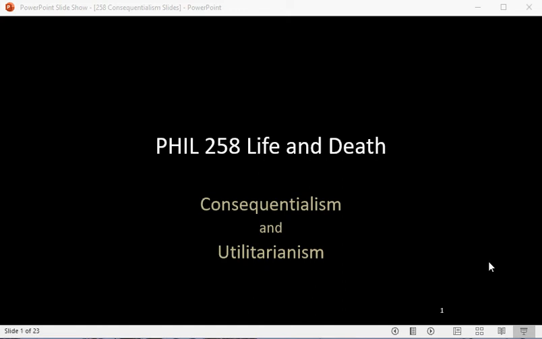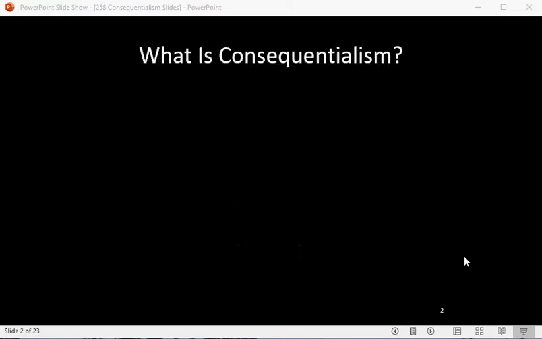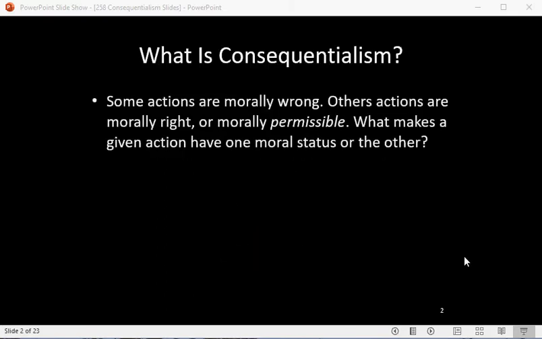I'm going to talk today for a while about a philosophical perspective on ethics known as consequentialism and a particular version known as utilitarianism. So we're going to be thinking here about the normative ethics of behavior. It's pretty clear that some of the things we do are morally wrong, while other things that we do are morally right. And we're sometimes going to use the word permissible for morally right actions.